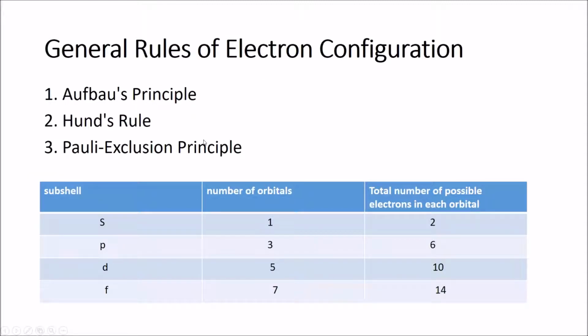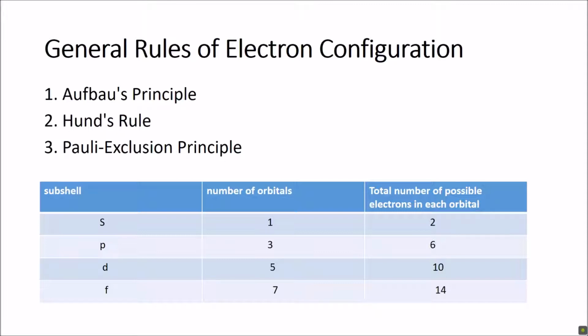The general rules of electron configuration. There is a set of general rules used to figure out the electron configuration for an atomic species. We have the Aufbau principle, Hund's rule, and the Pauli exclusion principle. Before continuing, it's important to understand that each orbital can be occupied by only 2 electrons of opposite spin. The following table will show the possible number of electrons that can occupy each subshell.